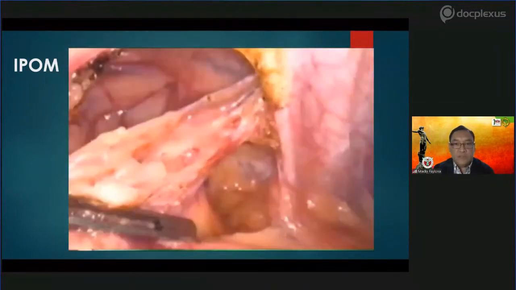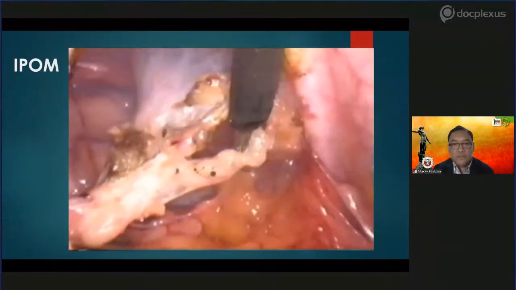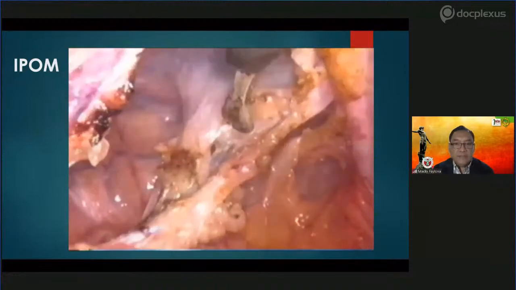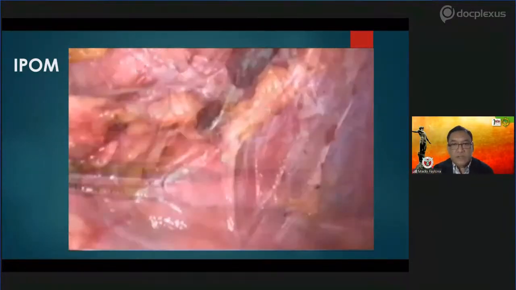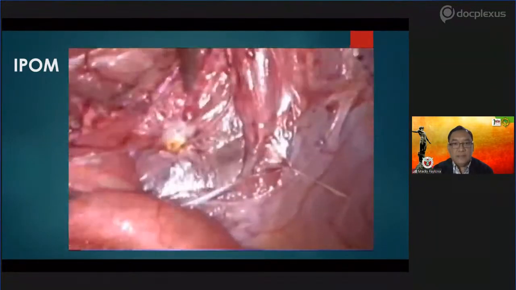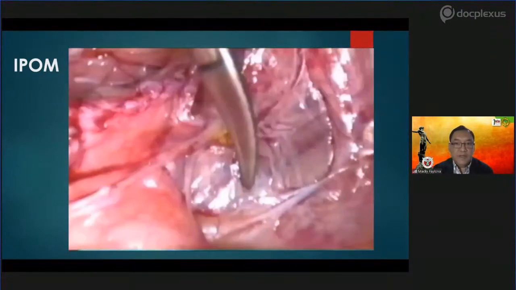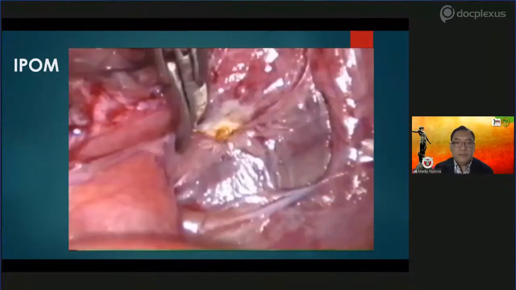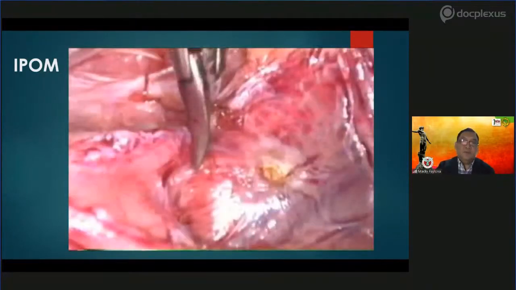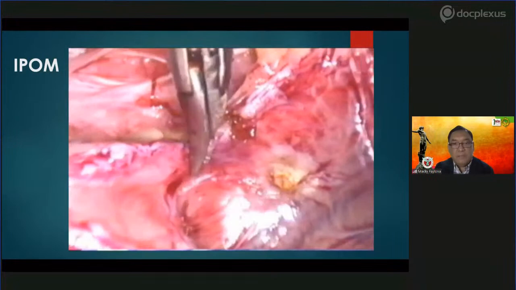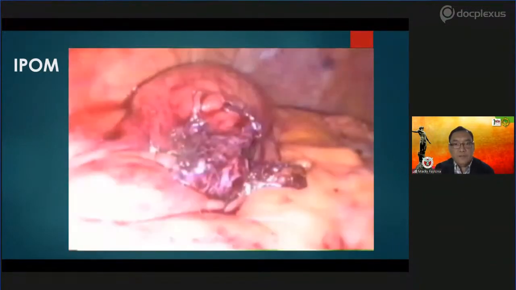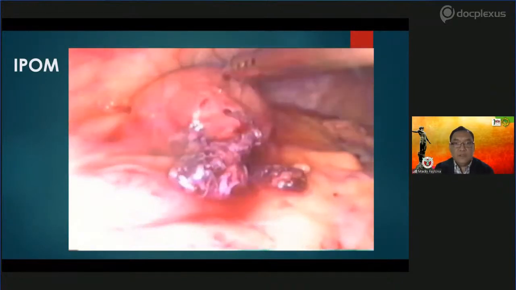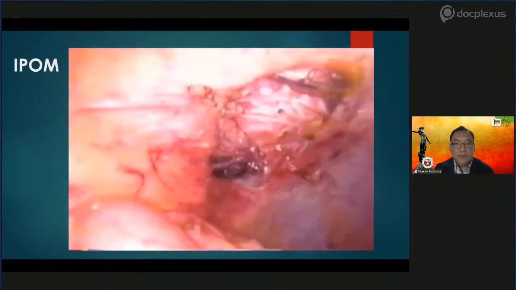What is, of course, advisable is that you use cold scissors in the adhesiolysis that you're going to do. Once you're done with the adhesiolysis, you measure the defect, and after measuring the defect, you put your ventral patch. So IPOM is actually sort of a bridging patch just to close the defect. So cold scissors, this is the surgeon looking at possible bowel injury.